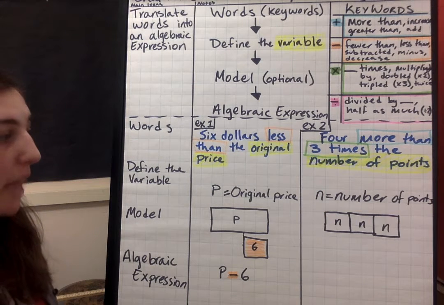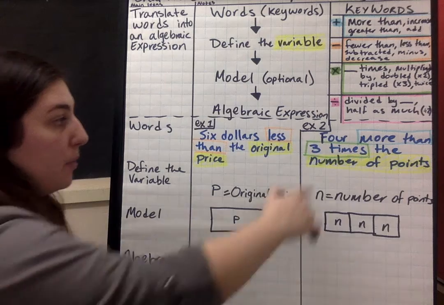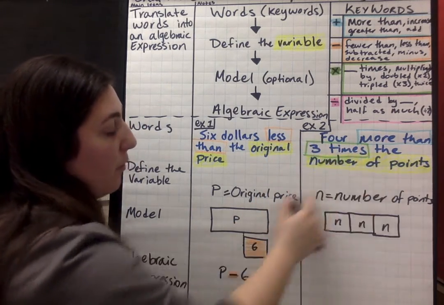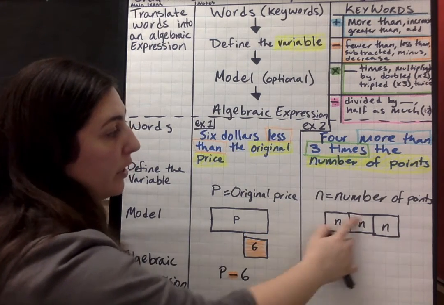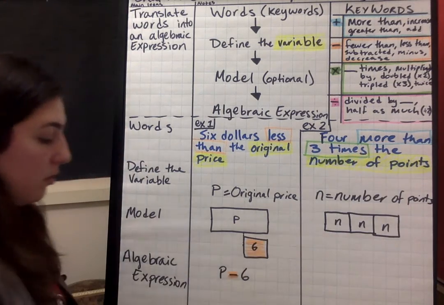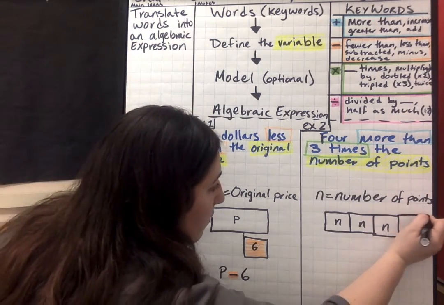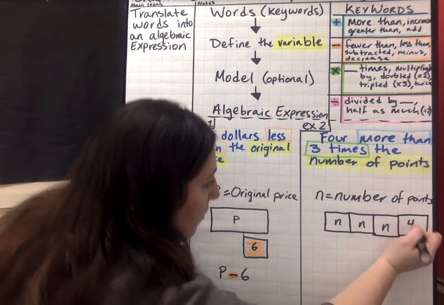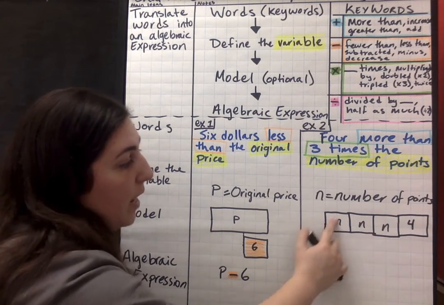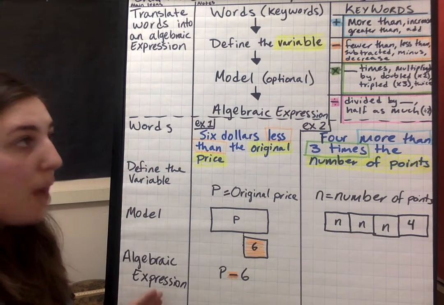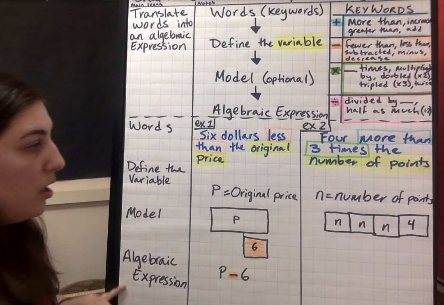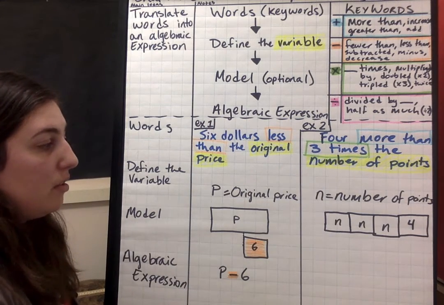Okay, so now my last step, I'm going to look at what else I have to do for 4 more than 3 times the number of points. Well, I've already modeled 3 times the number of points, so now I need 4 more than this. I'm going to draw 4 there, showing that I have 4 more than 3 times the number of points. So I've drawn a model of the situation. My last step is to write an algebraic expression that represents all of this.